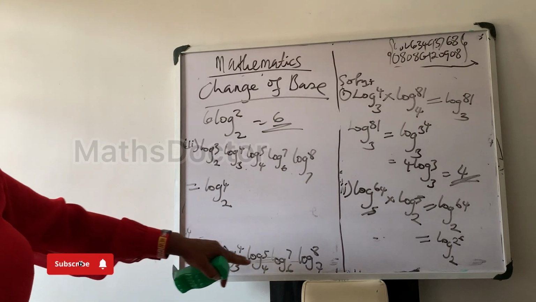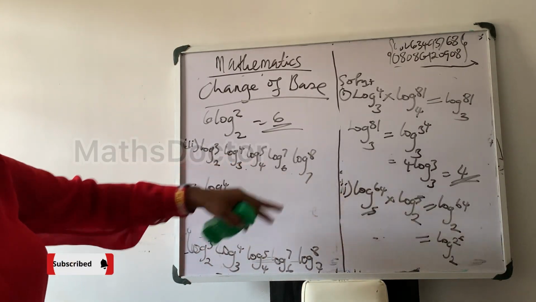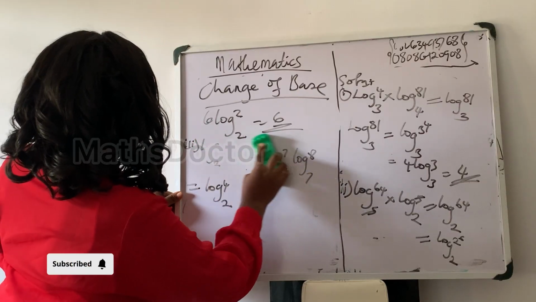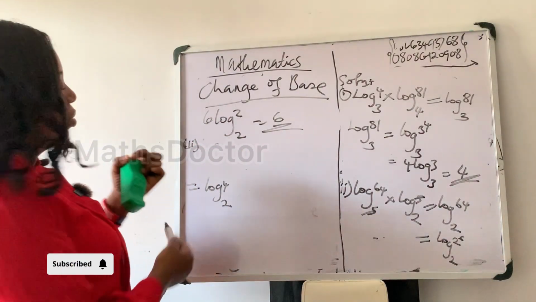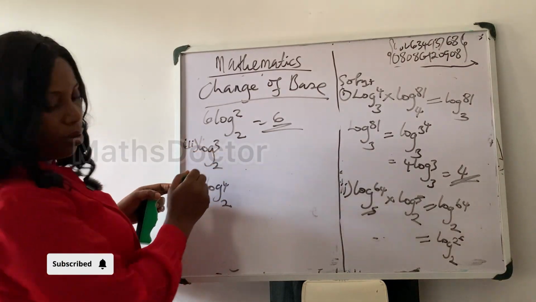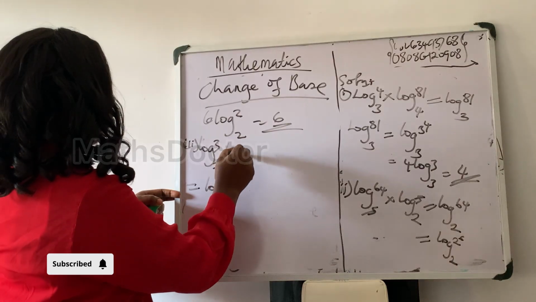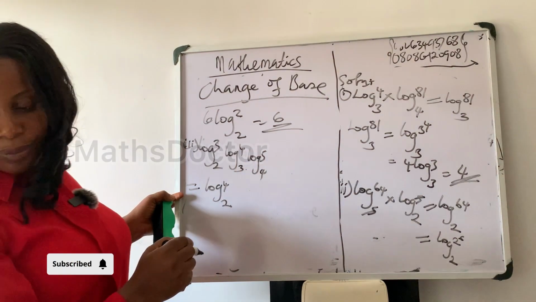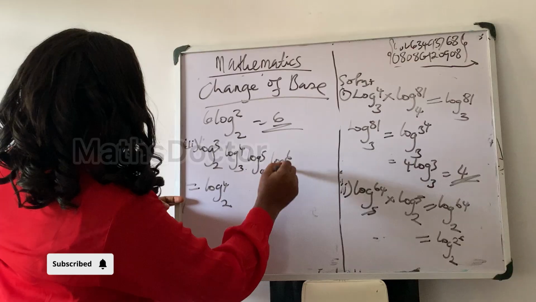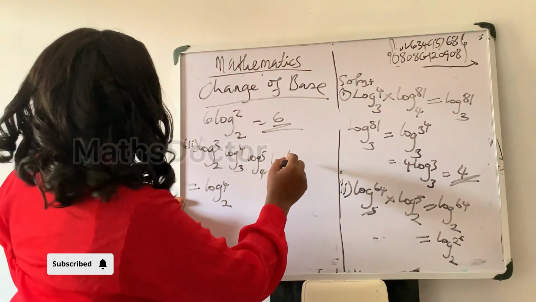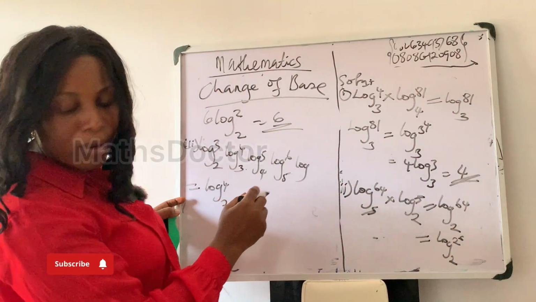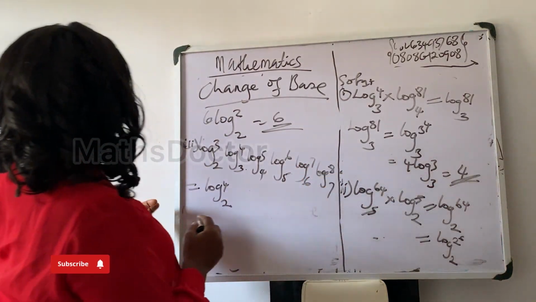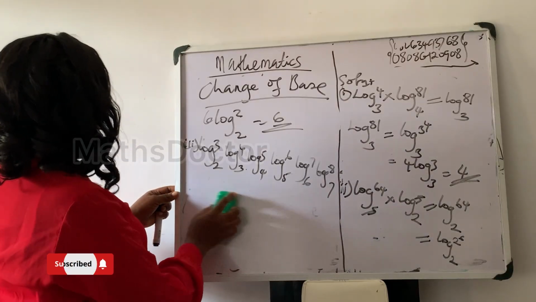The list is not complete, so let me write it fully: log 3 to base 2, log 4 to base 3, log 5 to base 4, log 6 to base 5, log 7 to base 6, log 8 to base 7. Now, how do we solve this? How do we simplify this?